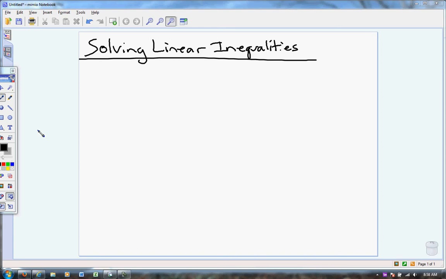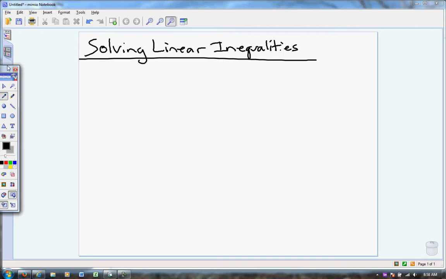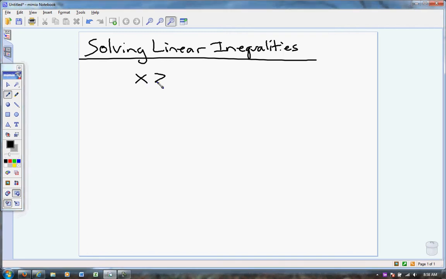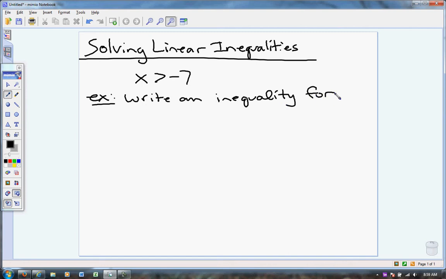Today we start working with solving linear inequalities, and when we talk about an inequality, we're talking about things like x is greater than -7, things of that nature. The first thing that you're going to be asked to do, we have to get used to interval notation. You're going to be asked to write an inequality for each interval. And I think they tell you to state whether it's bounded or unbounded too.